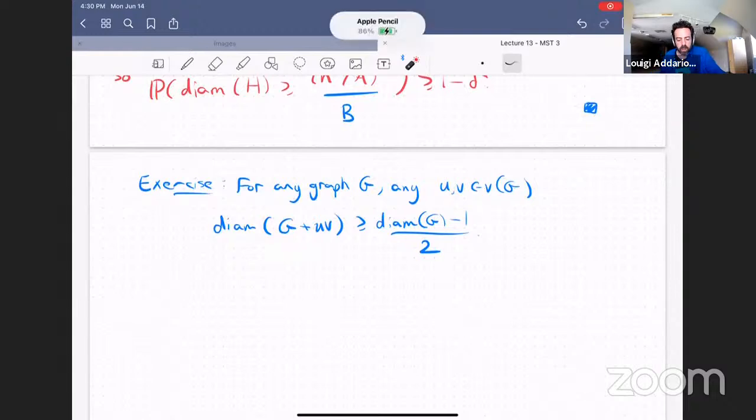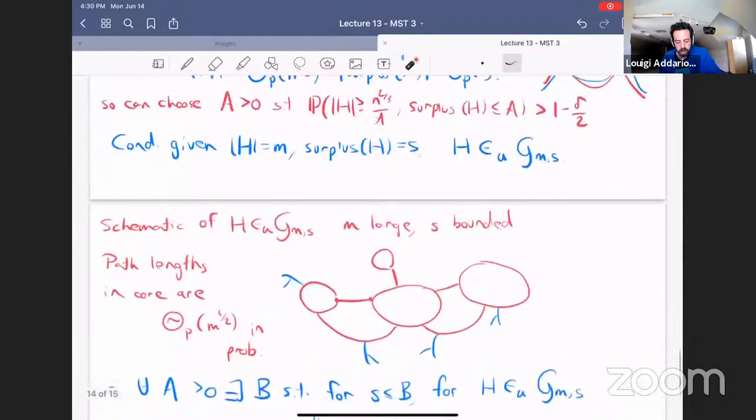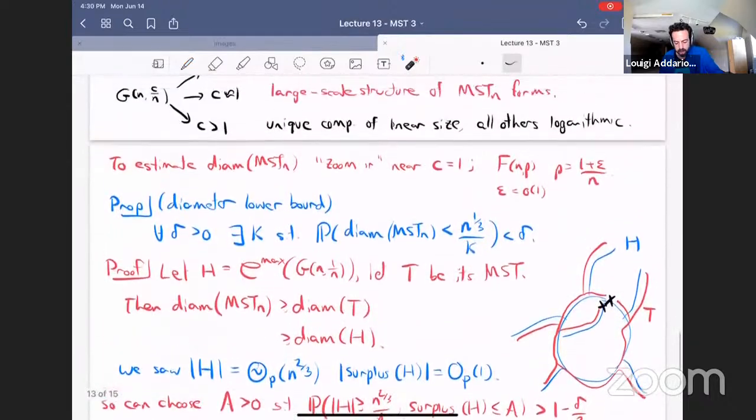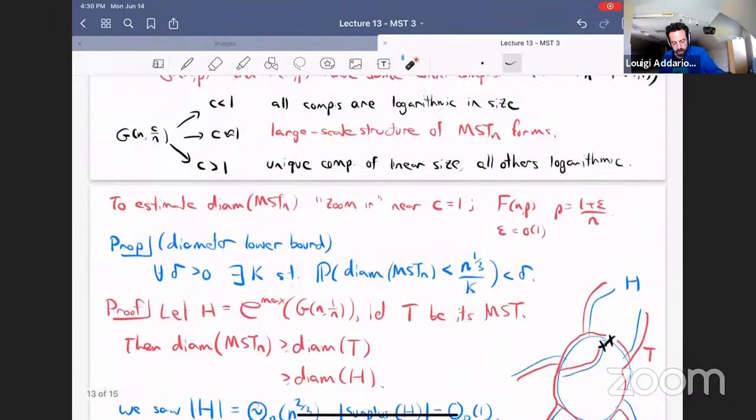I think tomorrow we'll prove the upper bound that matches this lower bound. And if that doesn't take us to the end of the day, though I think it will, then I'll gently start to talk about the local structure of the minimum spanning tree.